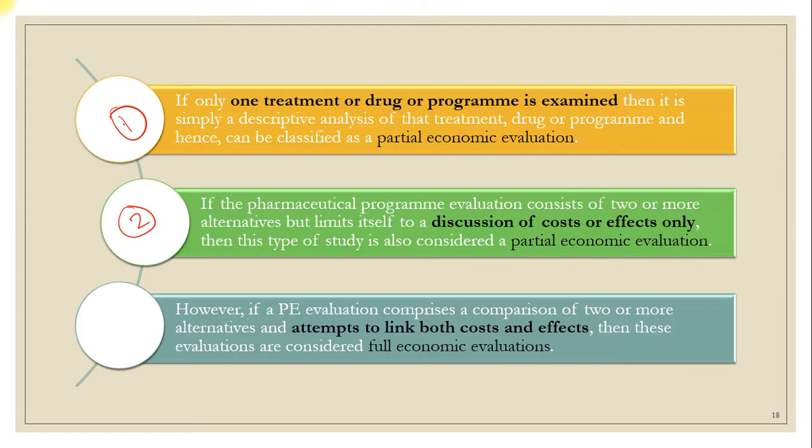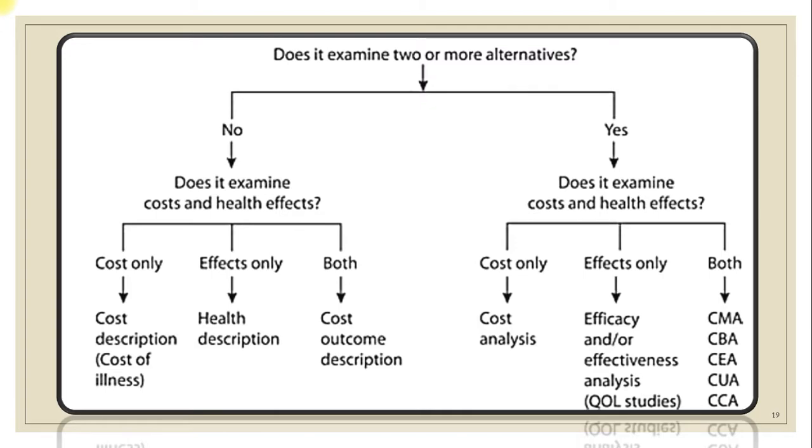But what is a full economic evaluation? In this full economic evaluation, we have the alternatives and we are trying to link the cost of the alternative with the outcomes of it. So it becomes the full economic evaluation. Next is the elaborative chart of that, which asks: does it examine two or more alternatives? Whatever economic evaluation we are carrying out, we are talking about it only.